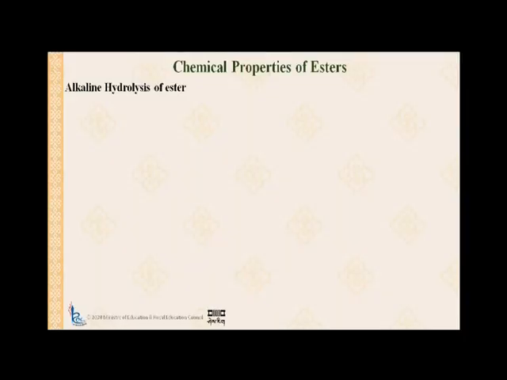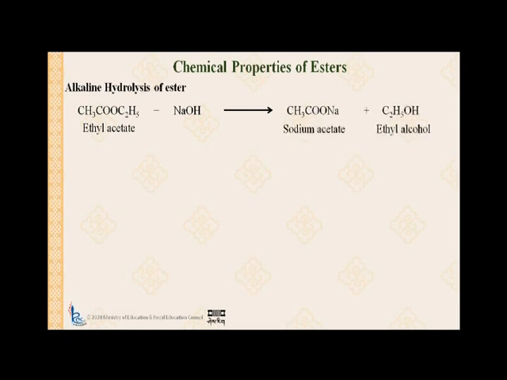Now let's go with chemical properties of esters. The first chemical property of ester is alkaline hydrolysis of ester. That means what happens to an ester when you react it with an alkali, such as sodium hydroxide or potassium hydroxide. Let's say you take an ester known as ethyl acetate. When it reacts with sodium hydroxide, we get sodium acetate and ethyl alcohol.